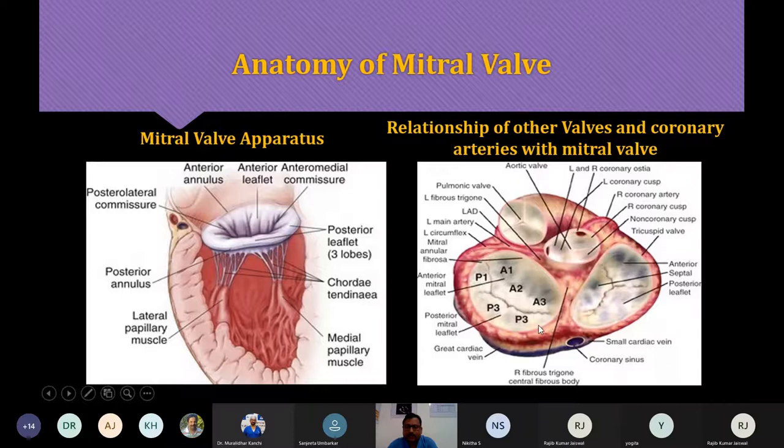P1 scallop, P2 scallop, and P3 scallop. The P1 scallop is towards the anterolateral mitral commissure, and the corresponding segments of the anterior mitral leaflet are labeled as A1, A2, and A3 scallops. Basically, they are not scallops, they are just divisions. Actual scallops are present only in the posterior mitral leaflet.